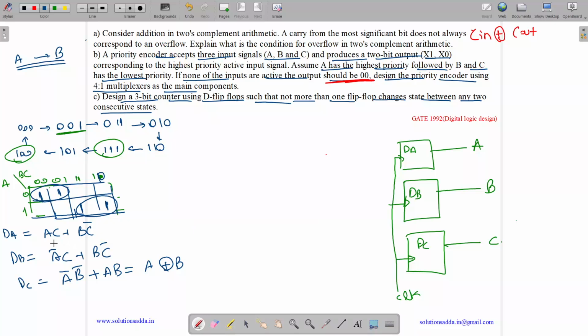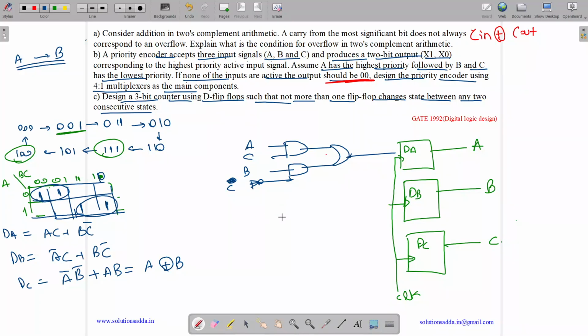Now let us see what is DA. It's AC plus BC complement. So it's AC plus BC complement. We'll have A over here, C over here, B over here, C complement over here. We can use C directly and then a NOT gate to get C complement also. Then we have an OR gate over here and DA over here.